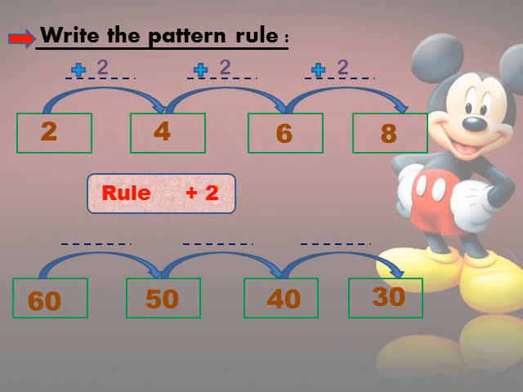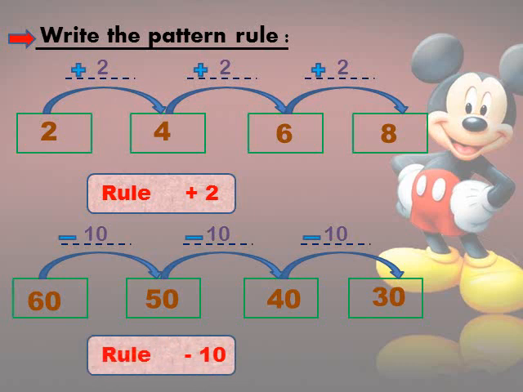Okay, let's go to the next exercise. Here we have 60, 50, 40 and 30. So the numbers are getting smaller. We are moving backward. So from 60 to 50, how many steps? Getting backward, getting smaller, that means I'm going to use minus. From 60 to 50 is minus 10 steps. From 50 to 40 is minus 10 steps. From 40 to 30 also is going to be minus 10 steps. So from here I got my rule, which is minus 10.